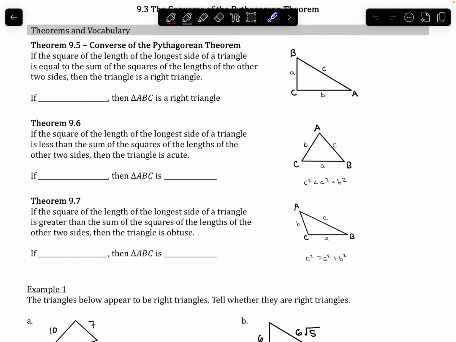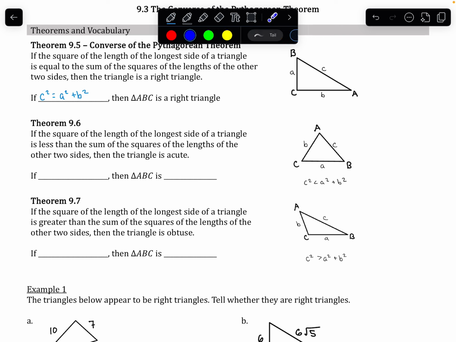First, Theorem 9.5, or the converse of the Pythagorean Theorem. If the square of the length of the longest side of a triangle is equal to the sum of the squares of the lengths of the other two sides, then the triangle is a right triangle. So what this is saying is if c squared equals a squared plus b squared, then triangle ABC is a right triangle.